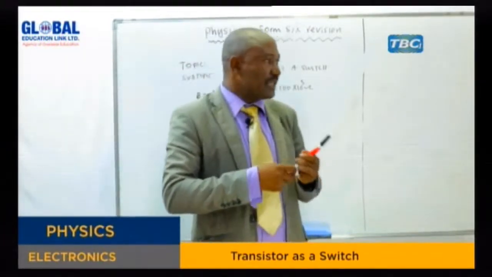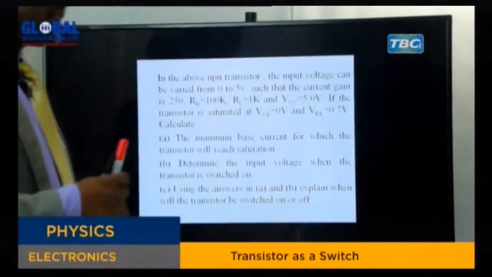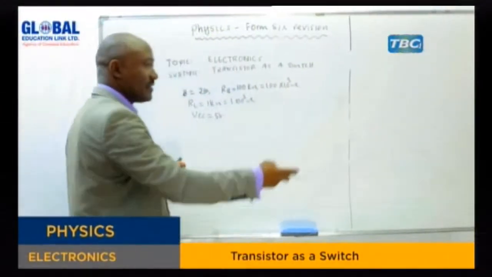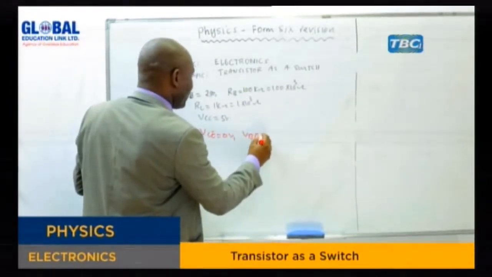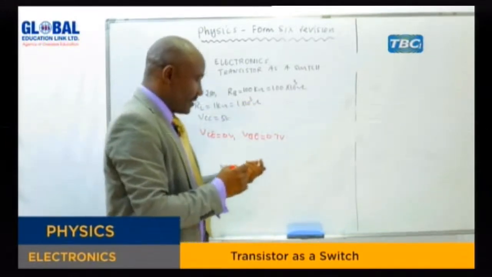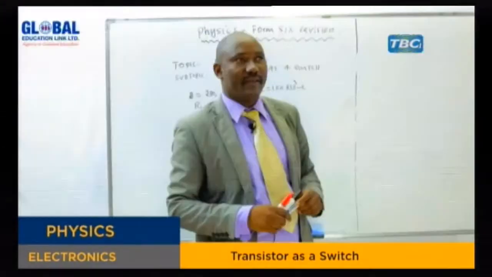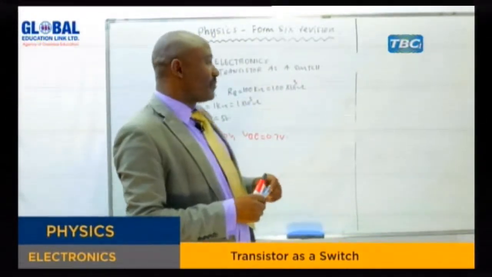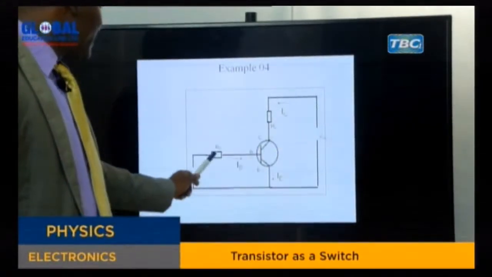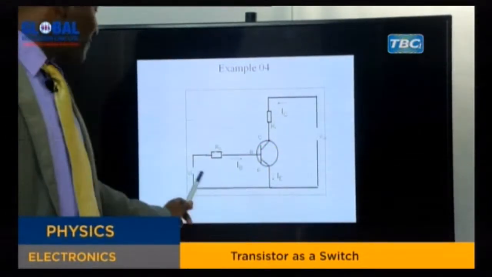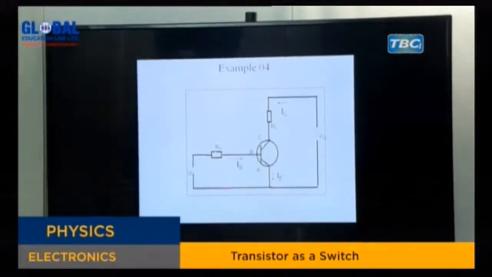That's the information we have, but the question does not end there. The question says, if the transistor is saturated, we know that VCE equals zero. We are given VBE equals 0.7. We are required to find the minimum base current for which the transistor will reach saturation. The input is varying from 0 to 5, and we are looking for these values when the transistor reaches saturation.